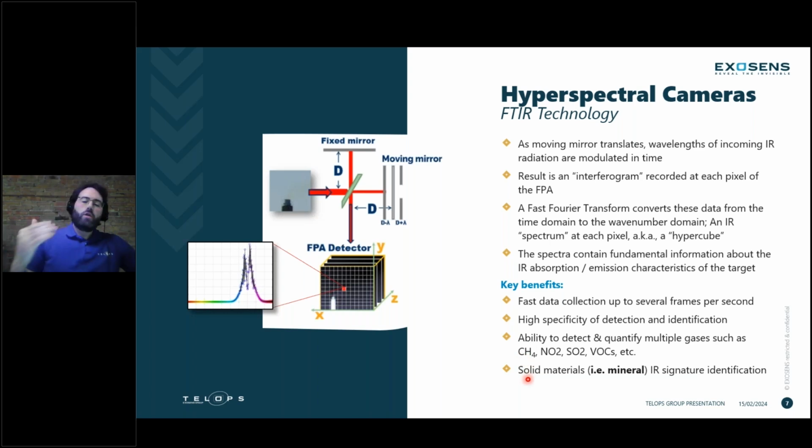There's a bit of a caveat with solid materials. We're not talking about identification through a lot of solid material. It's only a surface analysis in that case, of course. And there's a little bit of post-processing that needs to be done to properly identify those kinds of targets.